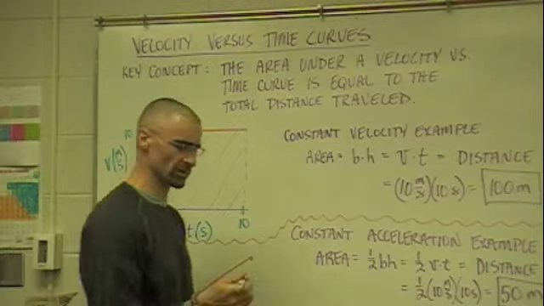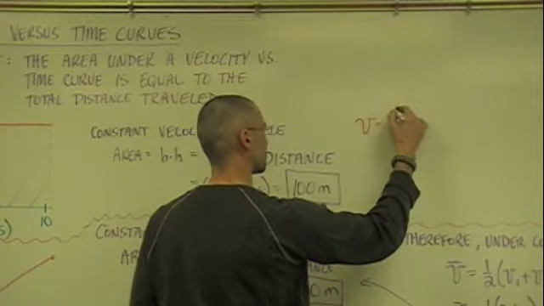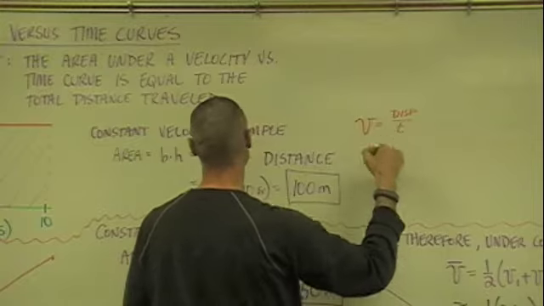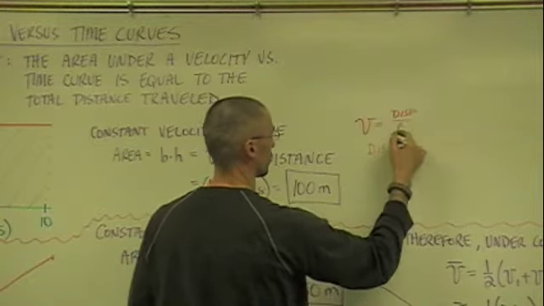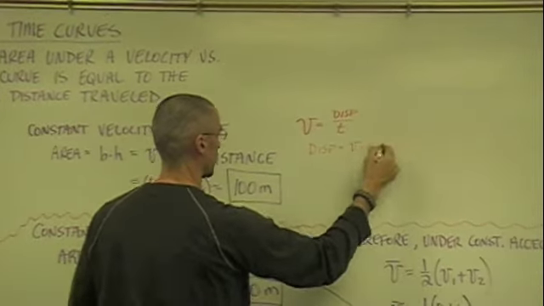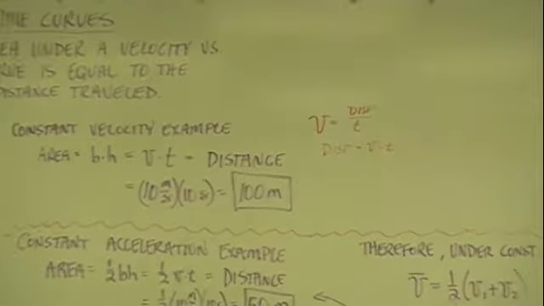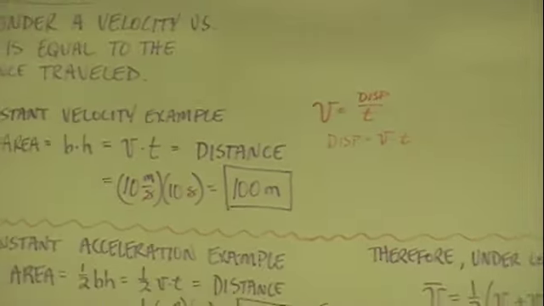Pretty simple, guys, because if we learned this equation before, velocity equals distance or displacement over time. And so if we manipulate that around, we would come up with distance or displacement equals velocity times time, which you can see is what we just did. That's a really, really simple example. It gets a little tougher, not that much, but a little tougher when we start to accelerate.